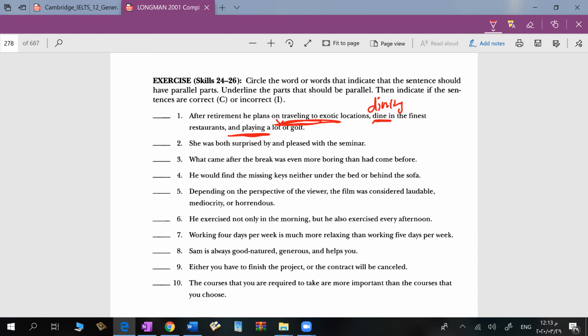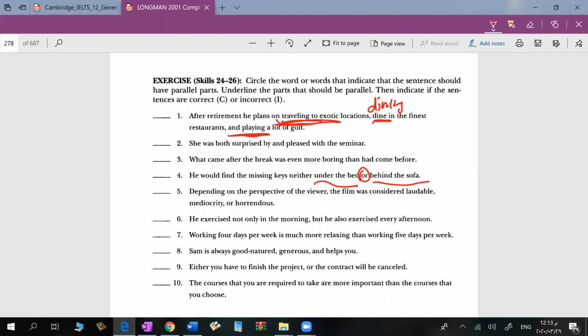Number 4, he would find the missing keys neither under the table, under the bed, or behind the sofa. Neither prepositional phrase or, neither nor, prepositional phrase. Or? Oh yeah. Should be nor. Yeah, I read it correct.